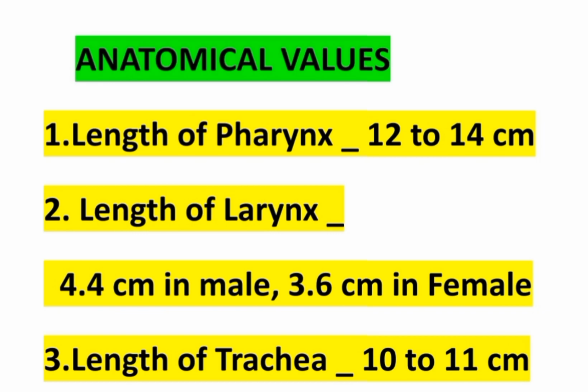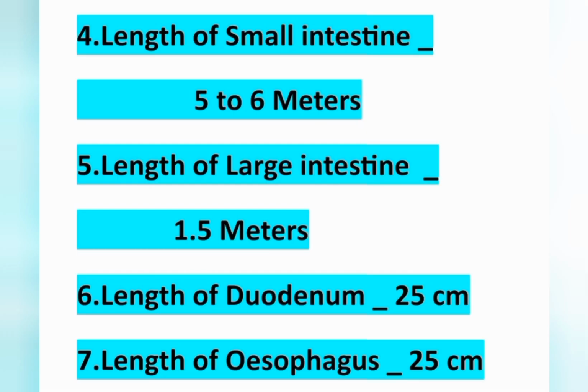And the next point, length of small intestine is 5 to 6 meters. Length of large intestine is 1.5 meters. Length of duodenum is 25 centimeter, and length of esophagus is also 25 centimeter.